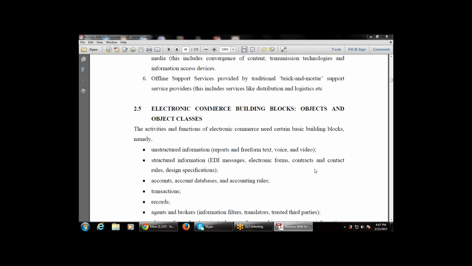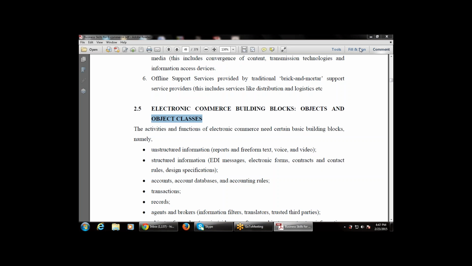Today I am going to continue with the same module, business skills for e-commerce, and the same chapter, chapter number 2, framework for e-commerce. In the last class we discussed the e-commerce building blocks, that is, what is e-commerce and what are the building blocks available in e-commerce. So e-commerce building blocks include the objects as well as the object classes, that is, the objects and their related classes.